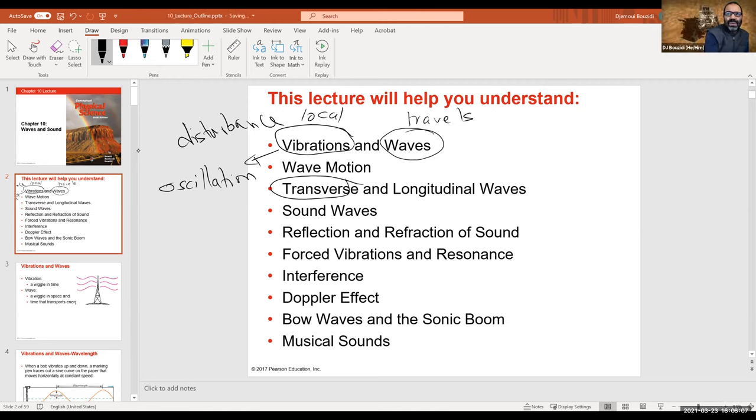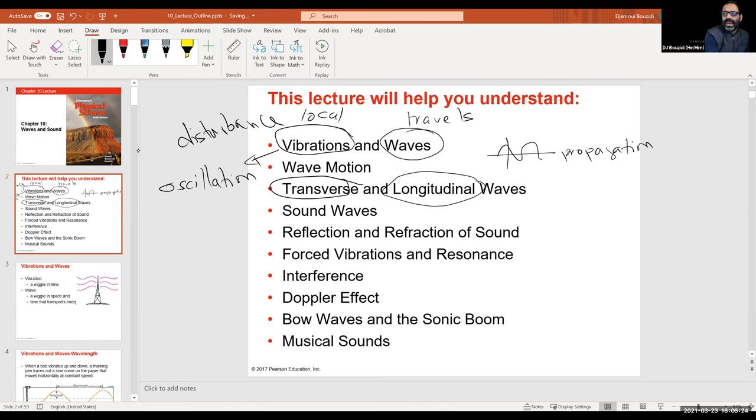The other one is transverse versus longitudinal, sometimes called compressional wave. The first one is perpendicular to the direction of propagation. So this is where the wave wants to go, and what it does in this case is perpendicular to it, so it's up and down with respect to that. This disturbance is at any given point going up and down versus its direction of travel. The waves on a string are a good example of that.